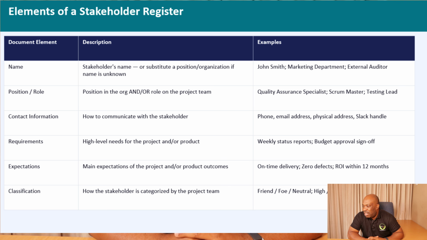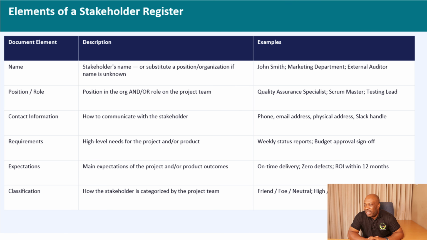And the last one that we have is classification. What do you mean by classification? So classification is how the stakeholder is actually categorized by the project team. For example, you might say we want to categorize them as high, medium, or low in terms of stakeholders. Or you might want to say we want to categorize them like is friendly to the project, is hostile or even resistant to the project, or is someone who is neutral, whether it's an organization or an individual. So that classification also needs to be recorded in a stakeholder register. So these are the 6 main elements that you should expect to record in a stakeholder register.